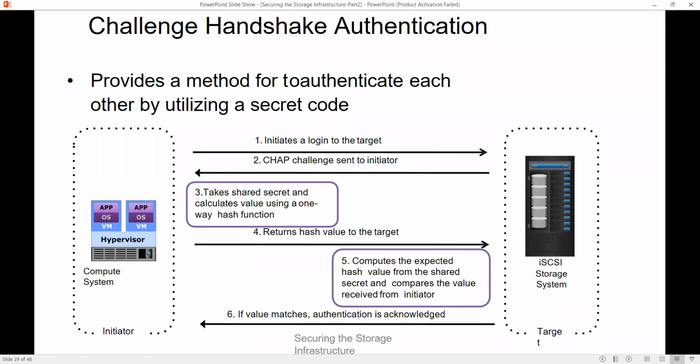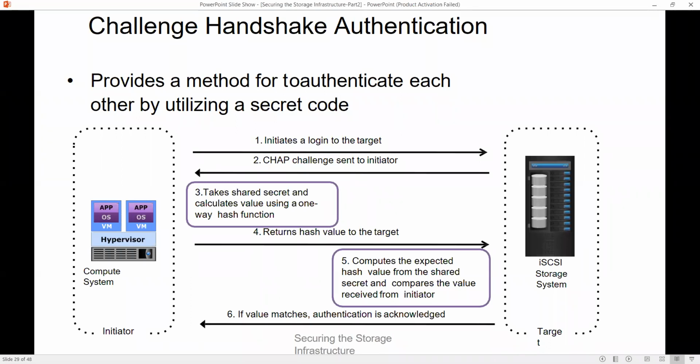Okay, next is CHAP, Challenge Handshake Authentication Protocol. This provides a method to authenticate between the initiator and the target. Here you can see in the initiator, we have the compute system having hypervisor, application, OS, and VMware, all those virtual machines. On the target side, we have an iSCSI storage system. Now the CHAP can be one-way or two-way. In this example, you can see the CHAP is one-way.